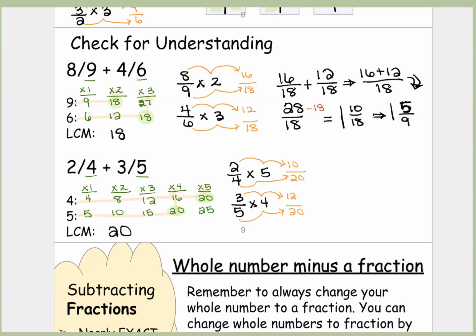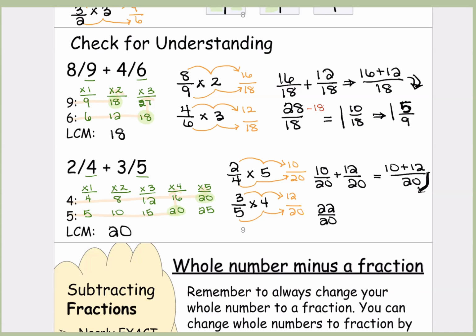Now I can see that my denominators are the same. That gives me 10 over 20 plus 12 over 20. 10 over 20 and 12 over 20 give us an intermediate step of 10 plus 12 over 20, which we can work down to get a value of 22 over 20.